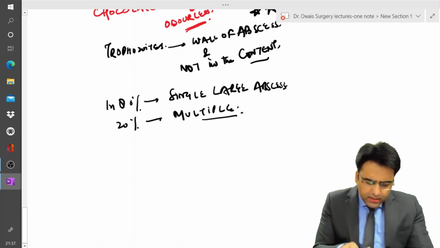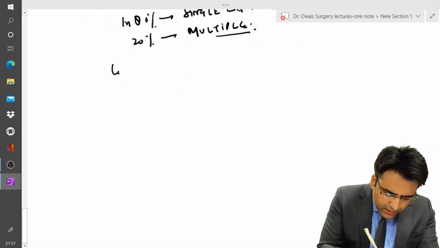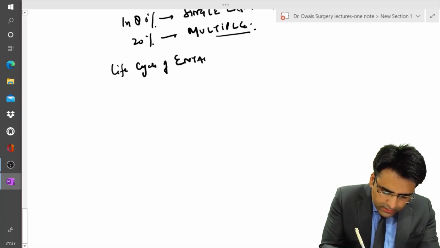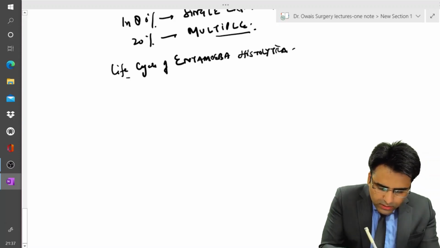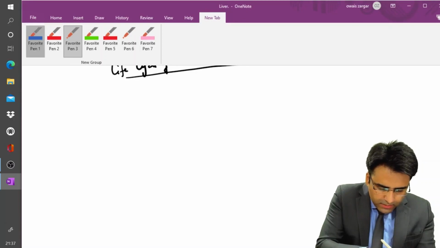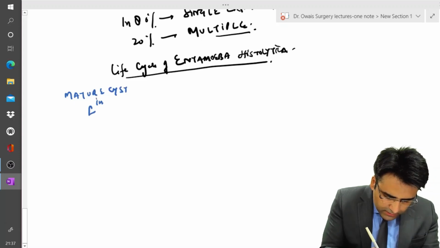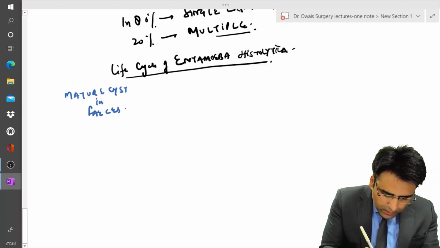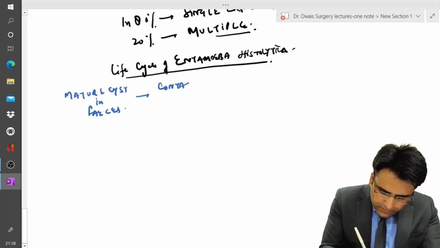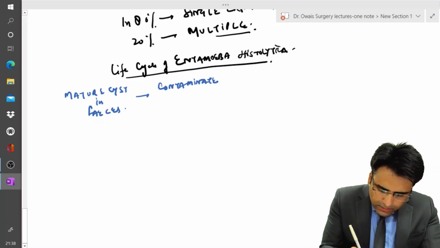Clear? Now let us discuss the life cycle of Entamoeba histolytica. This is basically a microbiology question, but sometimes it is asked in the exam. So let us discuss the life cycle. Now what happens? The mature cyst in the feces contaminates the food. They can contaminate either food or water.